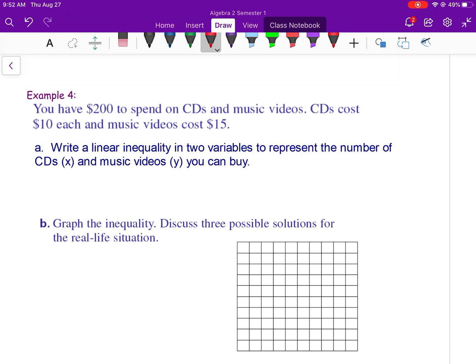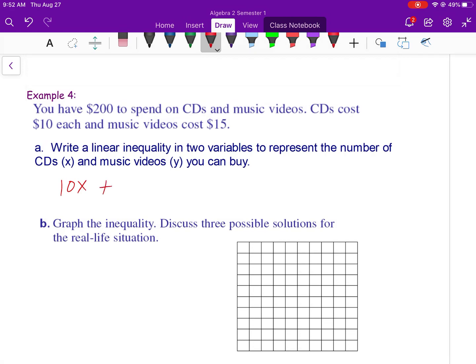Now write a linear inequality in 2 variables to represent the number of CDs, x, and the music videos, y, you can buy. So x is representing the number of CDs you buy, y is representing the number of music videos you buy. Now, if we're talking about money, if I buy 1 CD, that's 10. If I buy 2, 20, 3, 30. The number of CDs you buy, x, you're going to multiply that by 10. So 10x is going to represent how much money we spend on CDs.